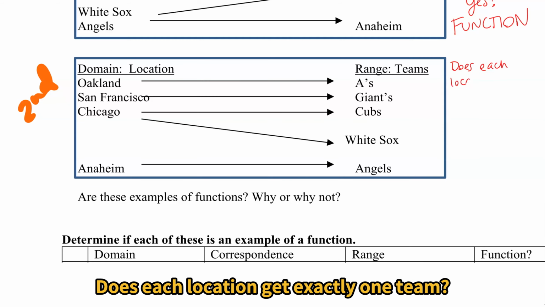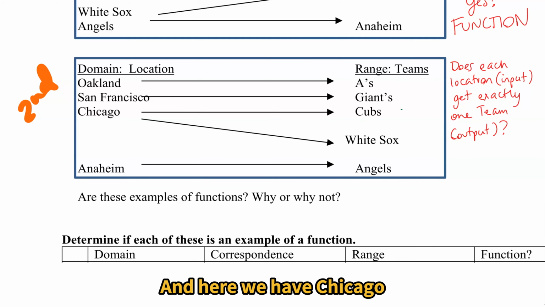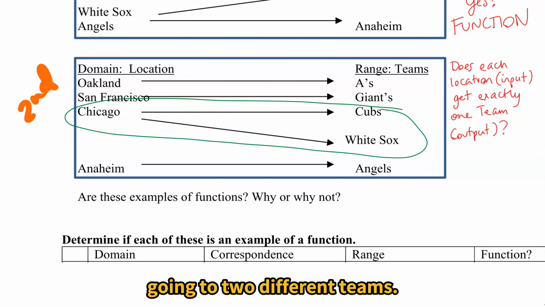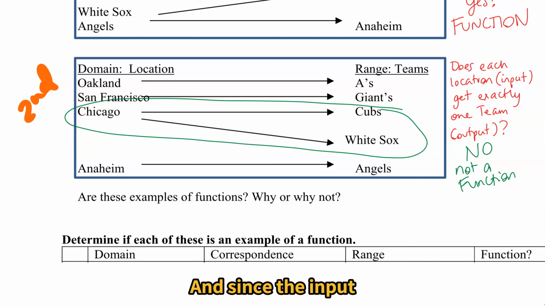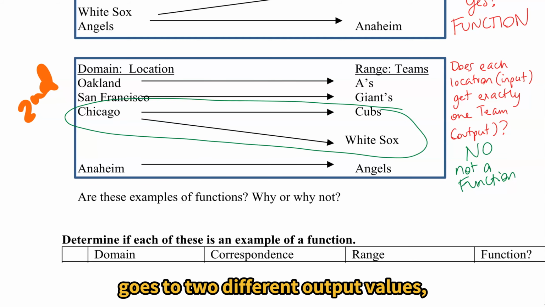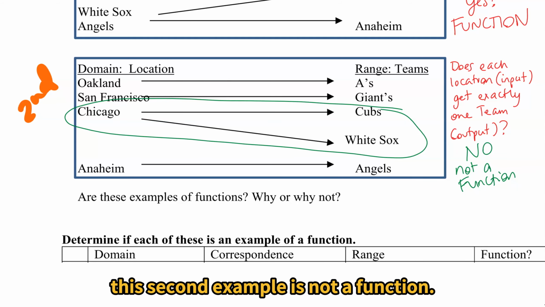Does each location get exactly one team? And here we have Chicago going to two different teams. Since the input goes to two different output values, this second example is not a function.